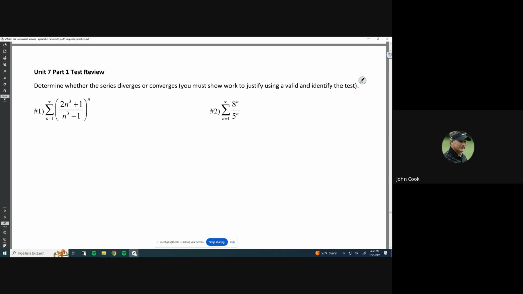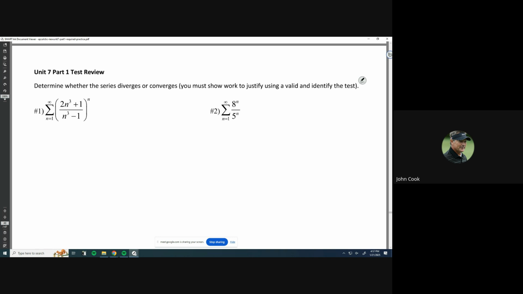We're going to work on this Unit 7, Part 1 test review. For the first video, we're going to go through the methods of figuring out which test to use, and then we'll do the tests in separate videos. So this one is just going to be about determining which test to do. When I think about what test to do, I first need to get familiar with which tests I have to choose from.